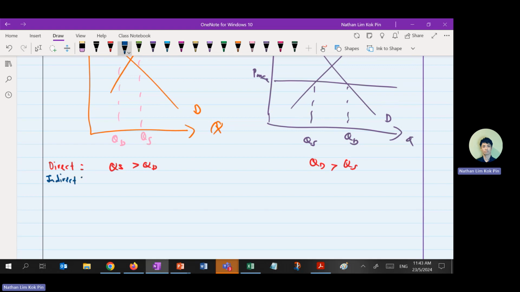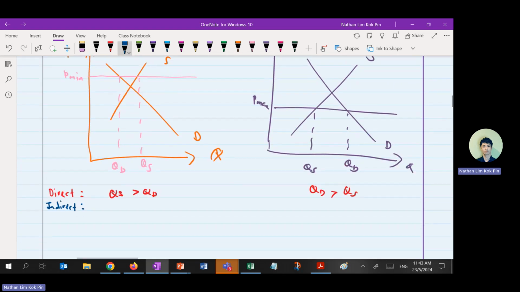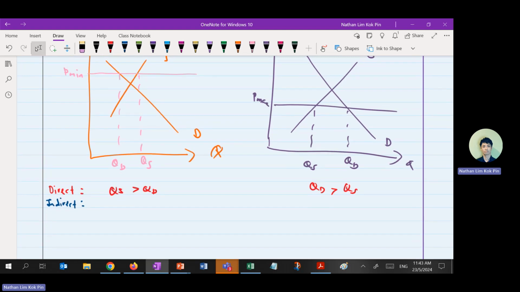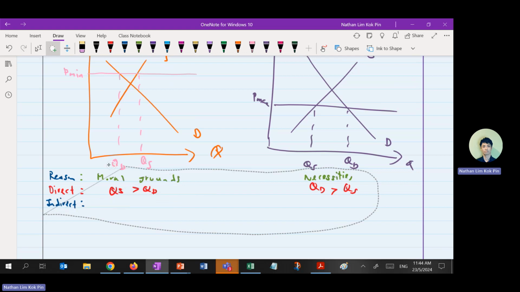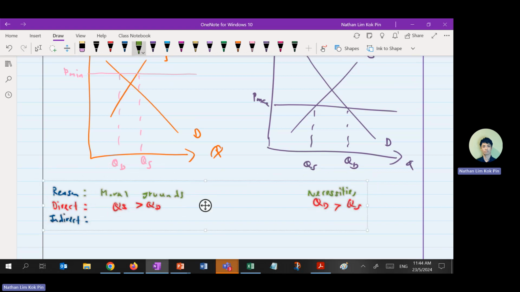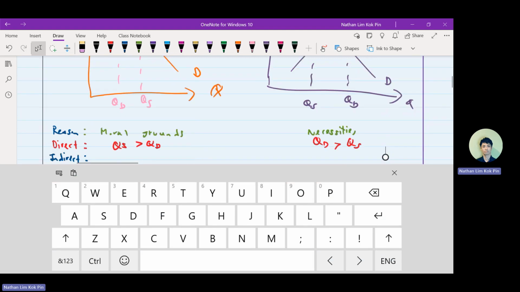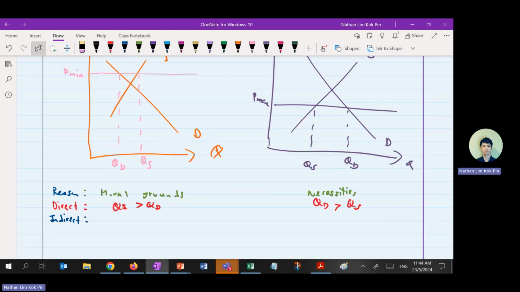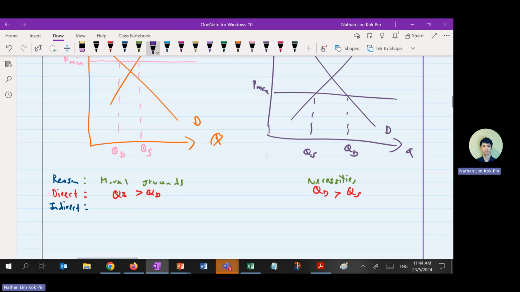Indirect effect is what? Oh, forgot to write reason first. The reason why you want to protect: one is based on moral grounds, another is based on necessities. Let me move this a little bit below. Make it a little bit neat, although it's not neat anyway. Next one. Indirect. What's the indirect?